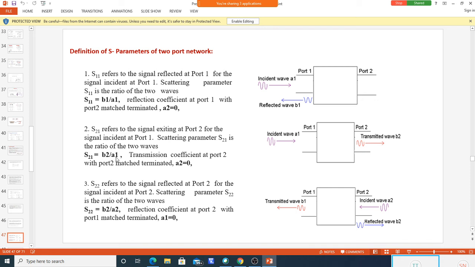Wherever S21 is 0, that is a stop band. Wherever S21 is maximum, that is 1, that is a pass band. So by looking at S21, where is the frequency? Wherever S21 is 0, that is called a stop band, and wherever S21 is 1, that is a pass band.